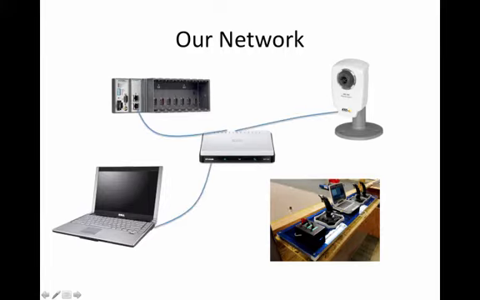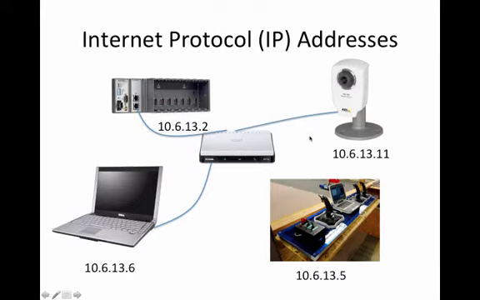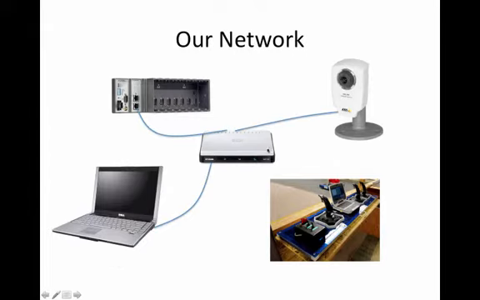Okay. Now, when we are programming the computer or programming the robot, we will connect the computer to our router, and then we'll connect the router to the C-RIO and the router to the camera. When we are driving the robot, what we're going to do is we won't connect the router to the computer. We'll connect it to the driver station.